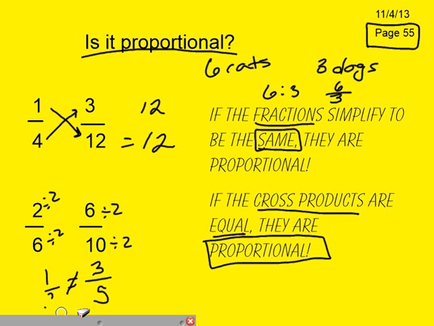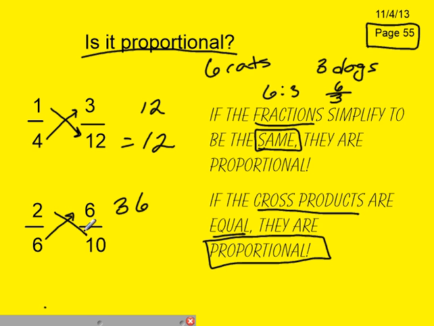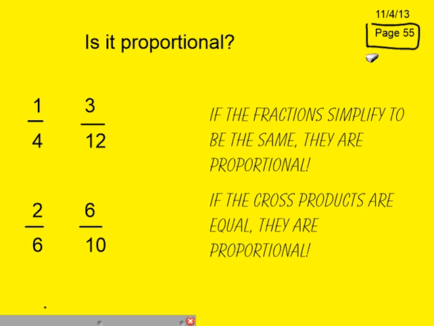If we want to use the other method, the cross products, you would do 6 times 6 is 36, and 2 times 10 is 20. These numbers are not equal, therefore it is not proportional. Okay? Pretty basic stuff in this video, guys, not too tricky.